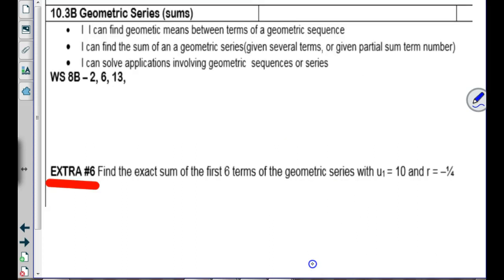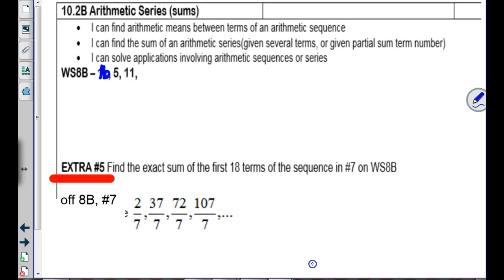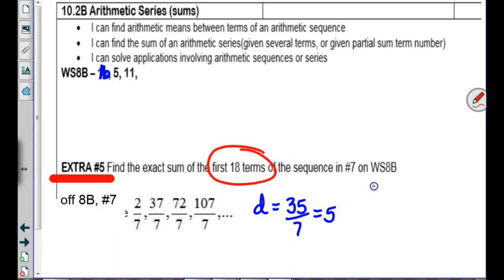All right, then we get to geometric sums. And this is the one that scares me the most, probably. Wait a minute. Was there one we skipped here? Or did we skip this one, right? Find the exact sum of the first 18 terms. Okay, this is an extra practice question. What were we adding here? Do you remember, guys? The difference was 35/7 or 5.